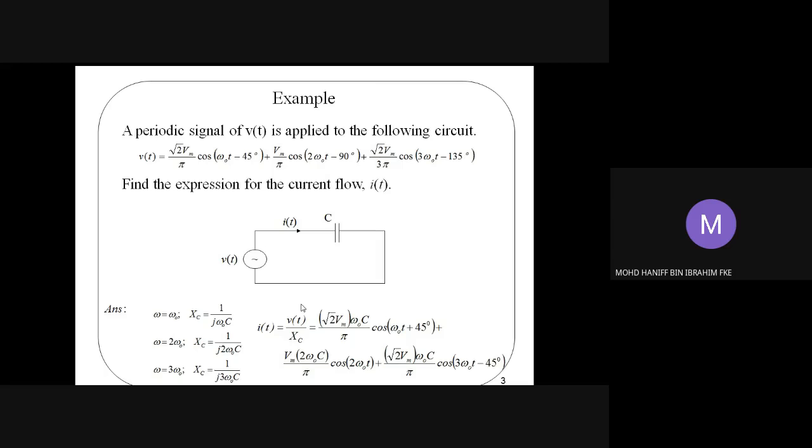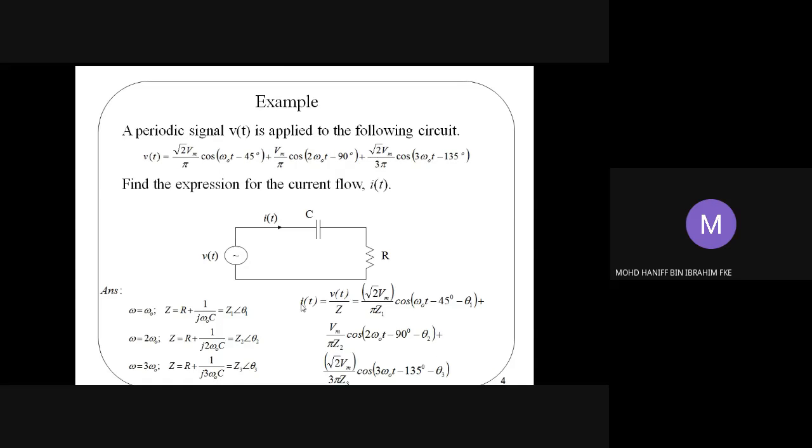Okay, any questions for this example so far? Nope. So hopefully you understand clearly how to apply the Fourier series in solving the case of electrical circuits. Right, so that should be the second problem.